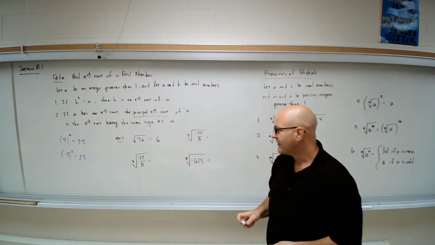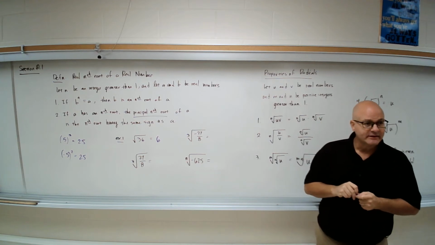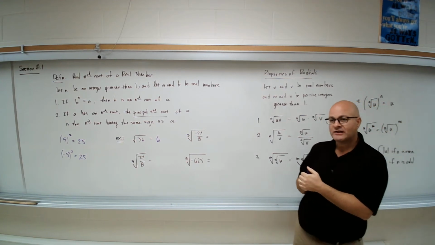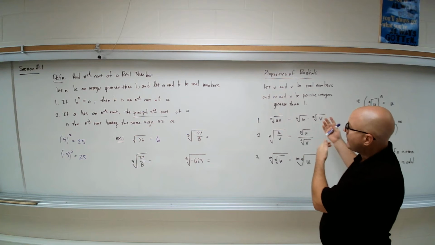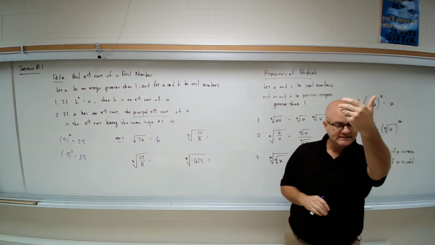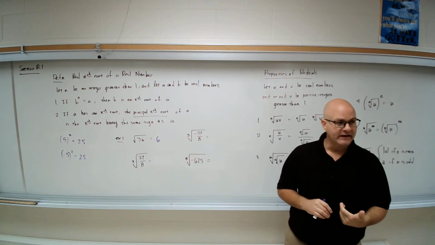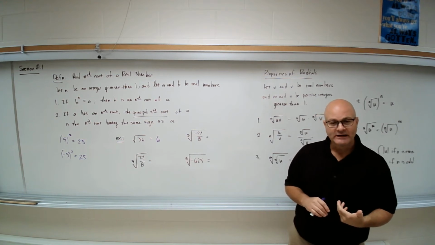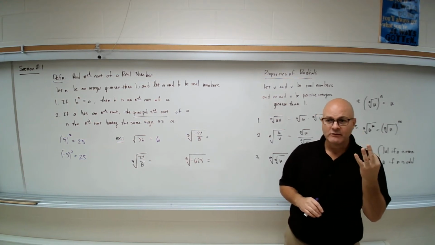Here, the next one, we have the cube root of 27 over 8. Whenever you do get a fraction, it's nice to be able to see here in our properties, you can break it into 2 cube roots. You could think of this as the cube root of 27 over the cube root of 8. Well, we know the cube root of 27 is going to be 3, correct?